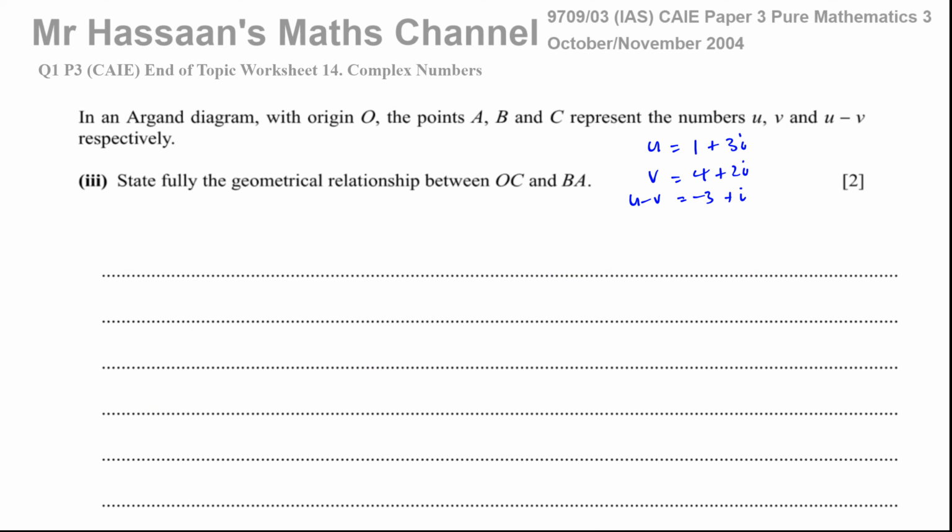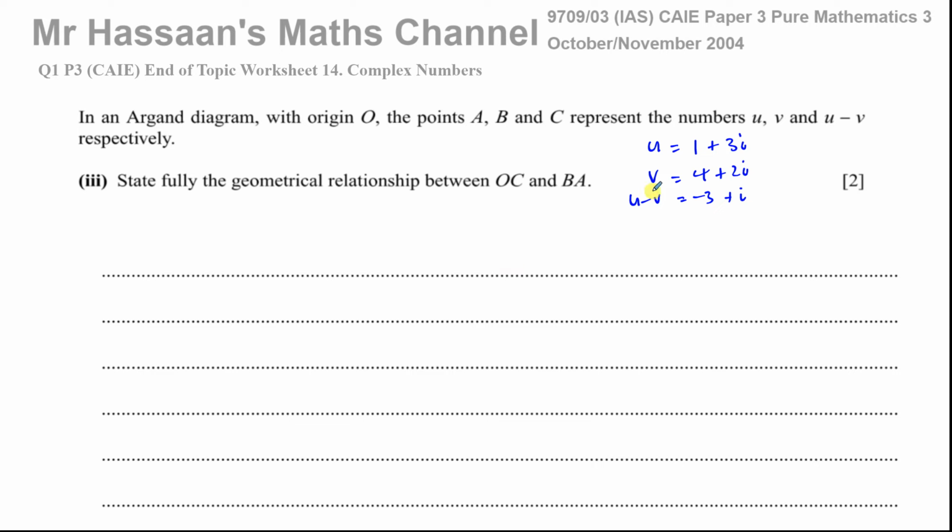So now for part 3, it says, in an Argand diagram with origin O, the points A, B, and C represent the numbers u, v, and u minus v respectively. State fully the geometric relationship between OC and BA.